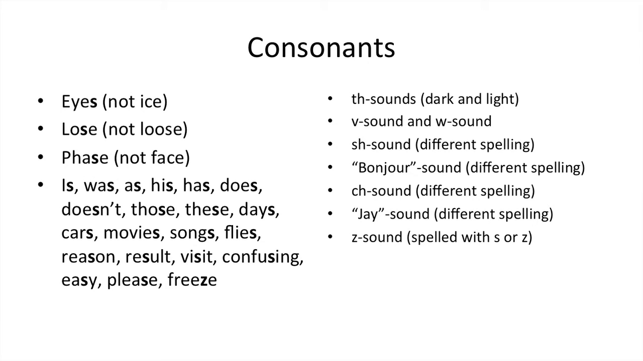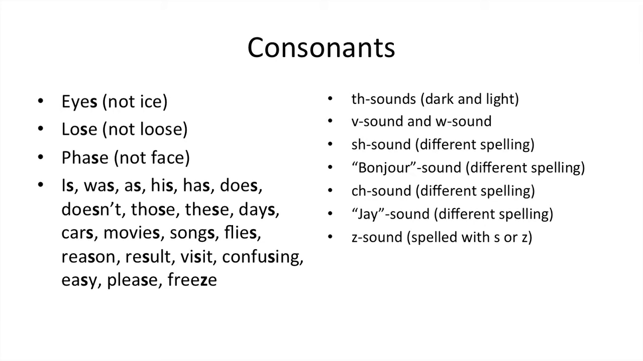And this Z sound, which is my personal favorite, in a lot of words in English, spelled with an S, but the S is actually pronounced as a Z. So this is eyes, not ice. There are two distinctions there. It's that eyes is pronounced with a Z, but it also has a slightly longer vowel than ice, which is pronounced faster. But anyway, you can see eyes is not ice, and lose is different from loose. Phase is different than face.